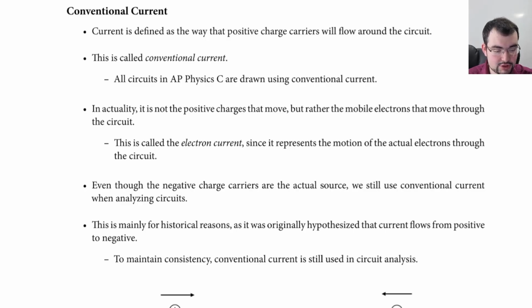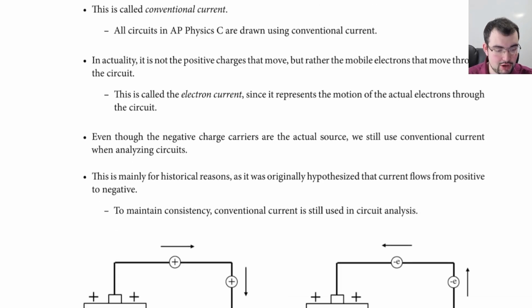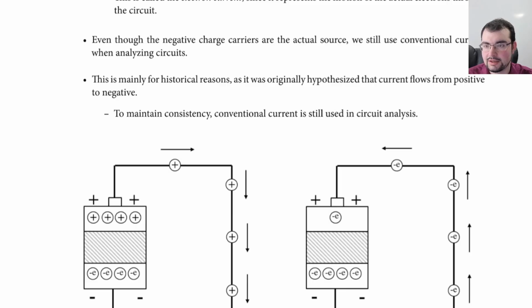So this is called a conventional current, this positive charge flow. This is purely a convention, and it does not affect any of our answers when we use this conventional current. It's just opposite the way of electron flow. And why do we do this if it's really the negatives that are moving and not the positives? Well, scientists guessed wrong. Because, of course, we discovered electricity before we knew things about molecular structure and the electron. So they just guessed that current would flow from plus to minus. So to maintain consistency, the conventional current is still used.